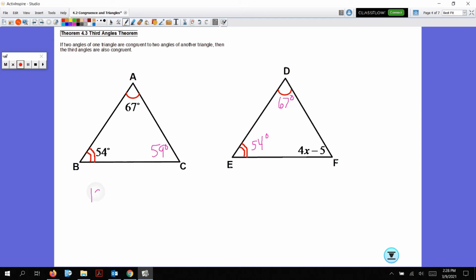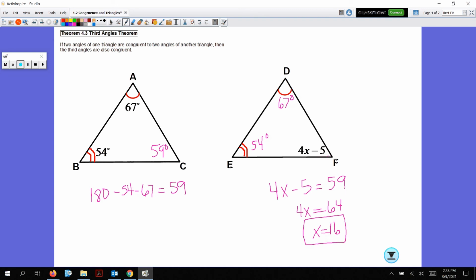That was 180 minus 54 minus 67 equals 59. Which is the same measure as angle F in the second triangle. So 4x minus 5 equals 59. If I add 5 to both sides, I get 4x equals 64. Divide by 4, and x is equal to 16. All right, that's not too bad.